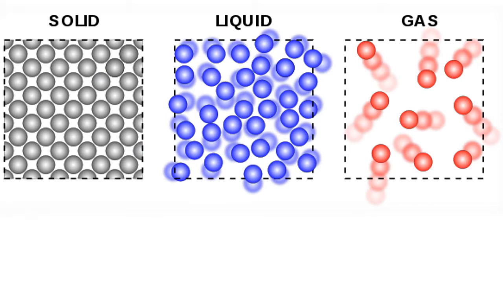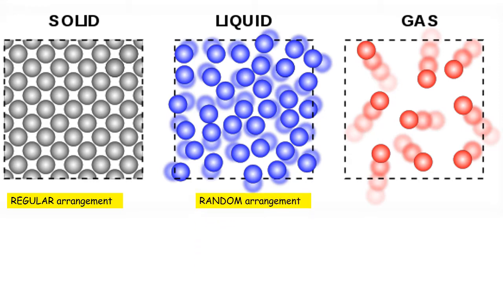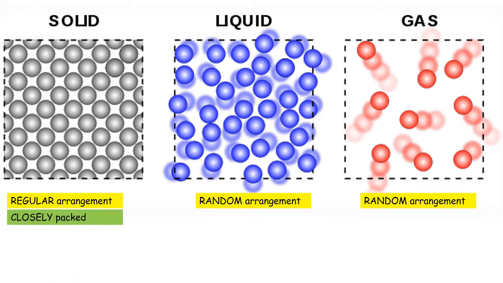First thing you're going to be asked for in a 4 or 6 mark question is to describe how the particles in solids, liquids, and gases are arranged and how they are moving. When we want to describe how they are arranged, we describe the particles in a solid as having a regular arrangement, the particles in a liquid as being in a random arrangement, and the particles in a gas as having a random arrangement. The particles in a solid are closely packed with strong forces holding them together.